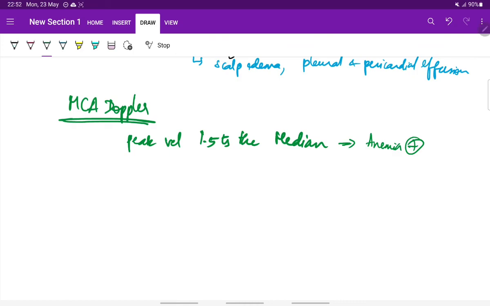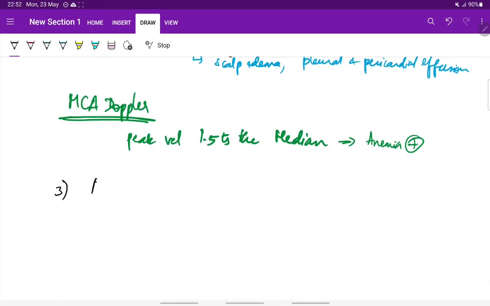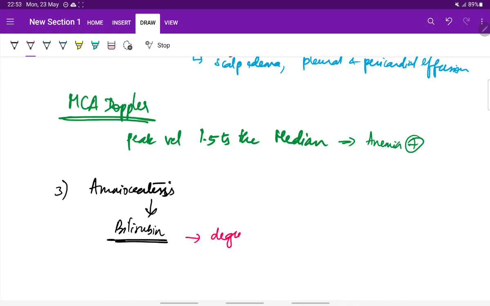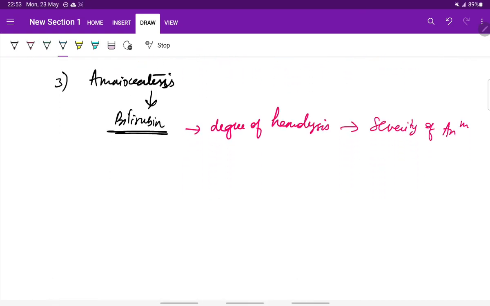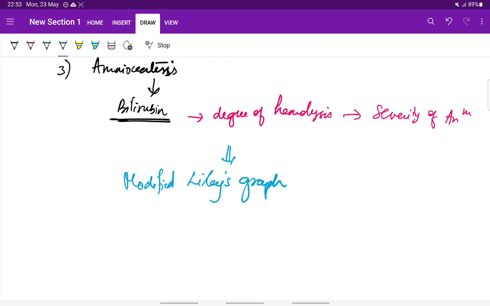Next, coming to amniocentesis and examination of amniotic fluid. In amniotic fluid, the amount of bilirubin present determines the degree of hemolysis, and thereby determines the severity of the anemia. And the findings are plotted in a modified Liley's graph. So, this is amniocentesis and examination of amniotic fluid.